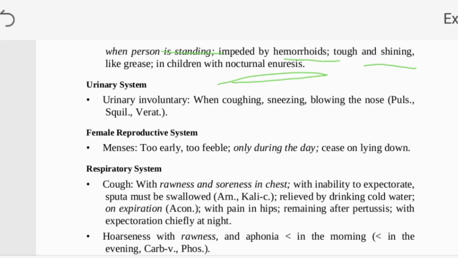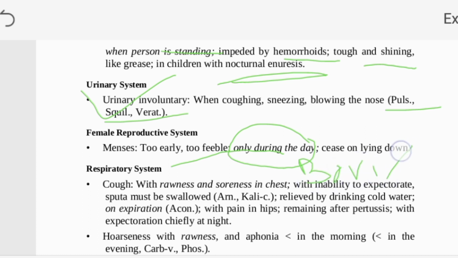Urinary system: always remember Sepia and Pulsatilla. Whenever they cough, there is involuntary urine, some urine comes out because the bladder is not competent to hold the urine inside. Dribbling of urine also occurs because of muscle weakness. The menses occur only during daytime, like Bovista, like your Pulsatilla, okay, like that you can remember.